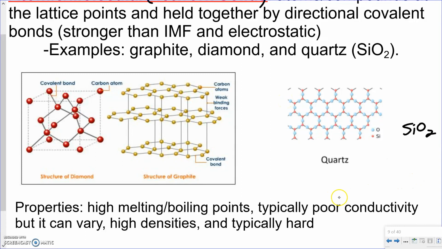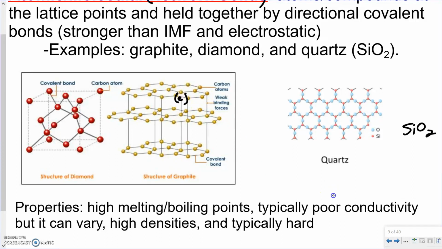These guys are typically poor conductors. Why? Again, there's no freedom for the electrons to flow. They're being held very specifically. So these actually have electrons in them. These bonds do. Versus our intermolecular forces don't. The directional covalent bonds do have the electrons in them, but they're being held very tightly between these two atoms, so they're not able to flow or move, therefore they can't conduct electricity.